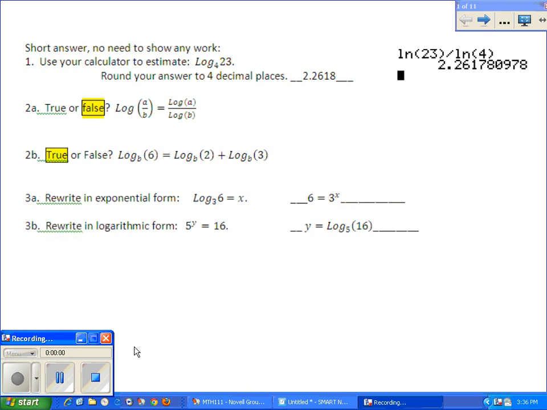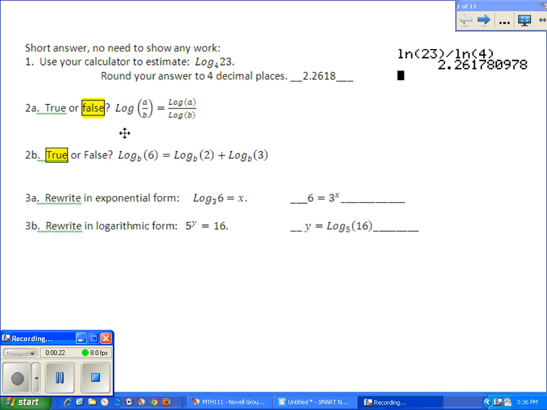Go over test 2. The first problem was to use your calculator to estimate the value of a log. This would be using the change of base formula. And so what we can do is take the natural log of 23 divided by the natural log of the base, which is 4, and that gives us 2.2618 approximately.